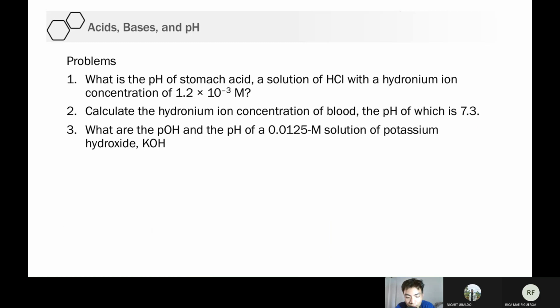Problem number 1: What is the pH of stomach acid? A solution of hydrochloric acid with hydronium ion concentration of 1.2 times 10 raised to negative 3 M. Ano yung M? I don't know if na-discuss to sa inyo. This is molarity. Molarity is a concentration unit. It tells you how many moles of acid are there in a liter of solution. So that's molarity. That is mole per liter.